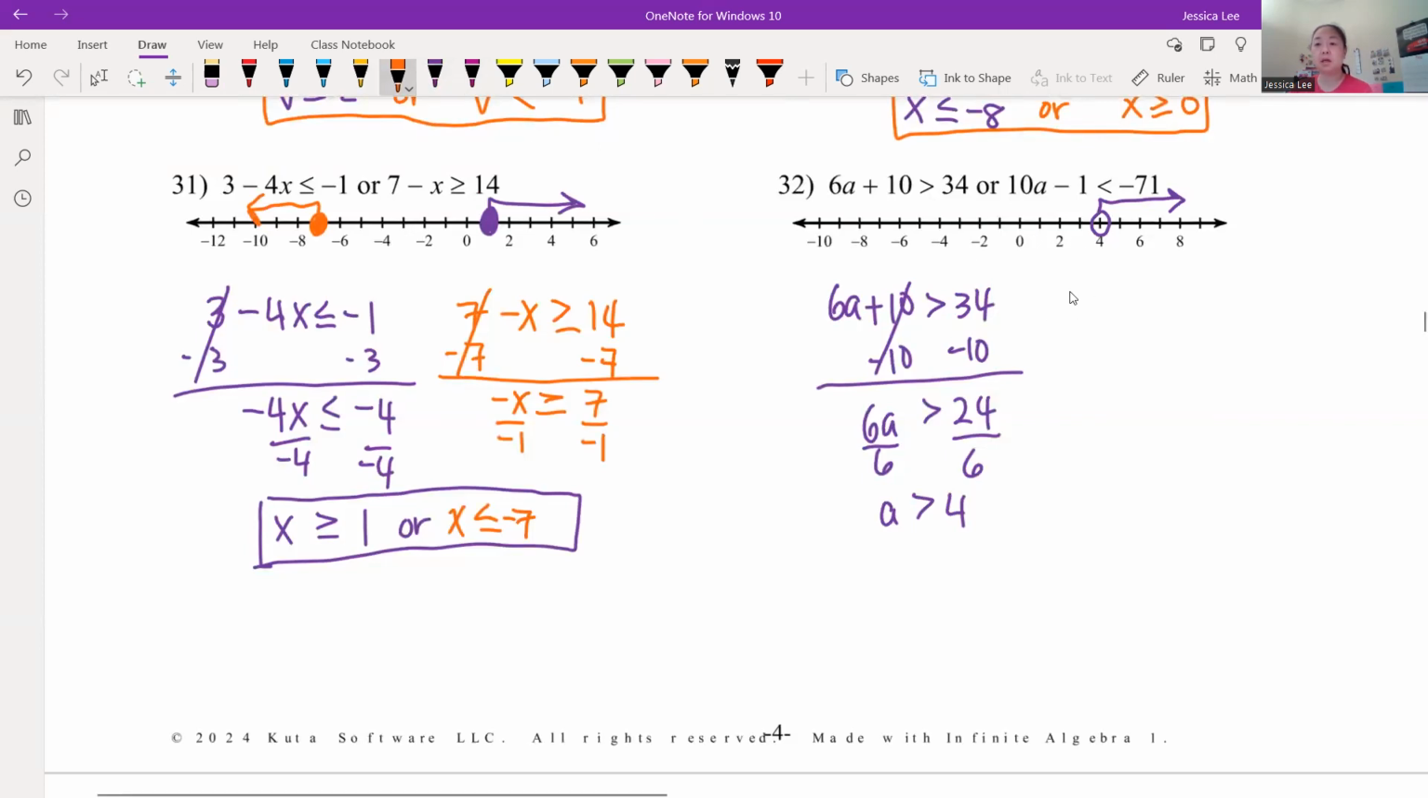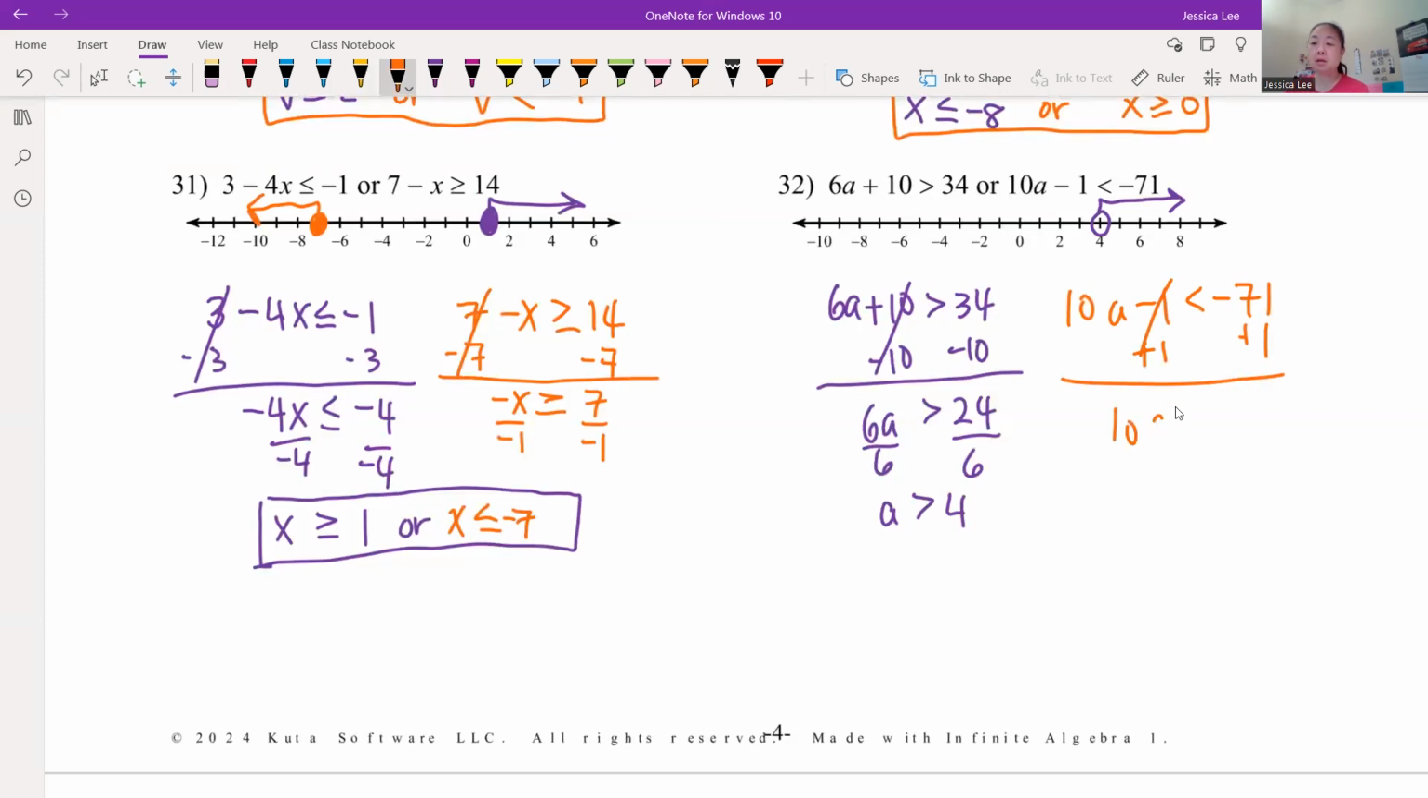And then 10a minus 1. A lot of people, the mistake is they just do one of them. They don't do both of them. They're like, oh, it's like a choice, like you can decide which one to do first. No, you can decide which one to do first, but you have to do both. And then we're going to add 1 to both sides.